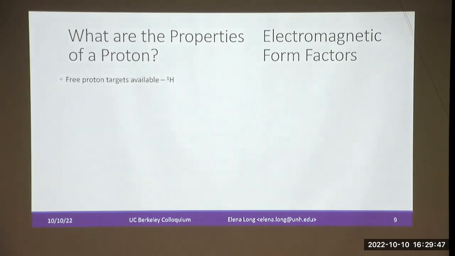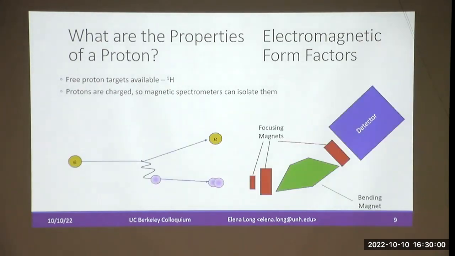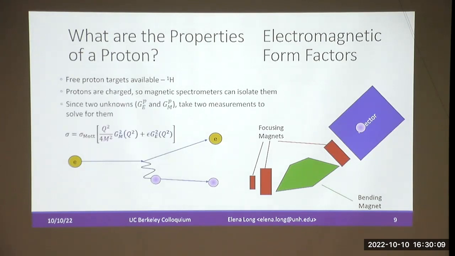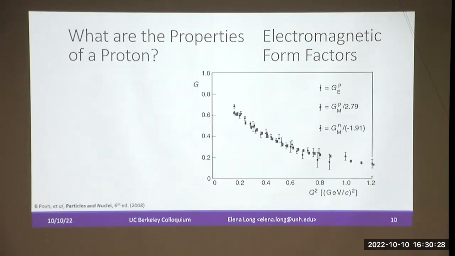So in order to understand these properties with these tools, with the proton, it's nice. We have hydrogen available to us as a proton target. Protons are charged particles, so we can send them through magnetic spectrometers, just more advanced versions of what was shown before, with different focusing magnets to get more complete information about what's coming out. We have these two unknowns that I mentioned. So if we take two measurements at the same Q squared, but otherwise we're changing some of these other numbers in here, we can solve for what these form factors are using this method. In doing this, it has given us our understanding of these form factors versus Q squared.